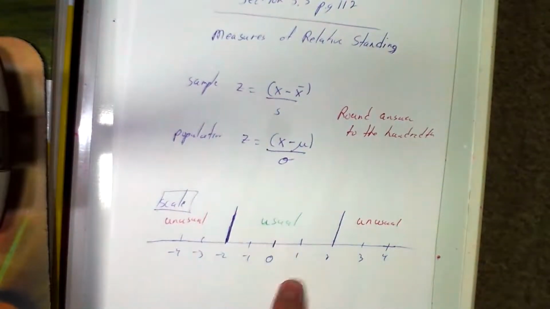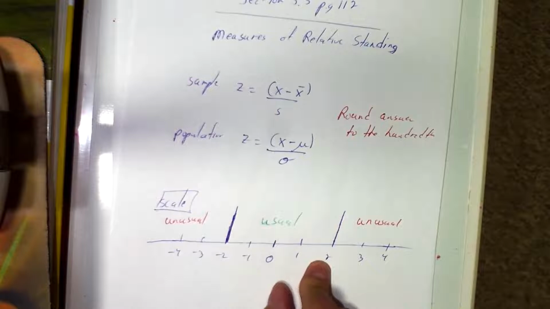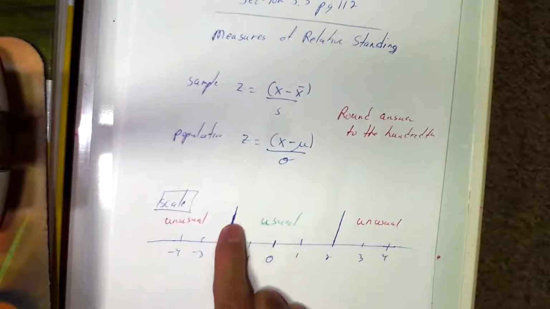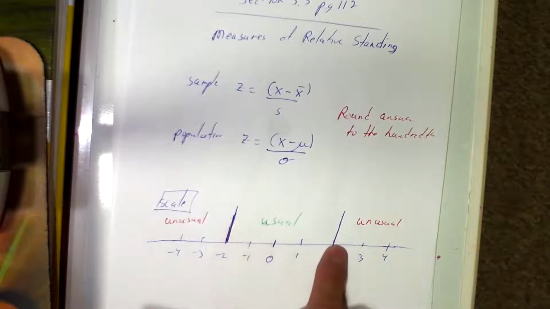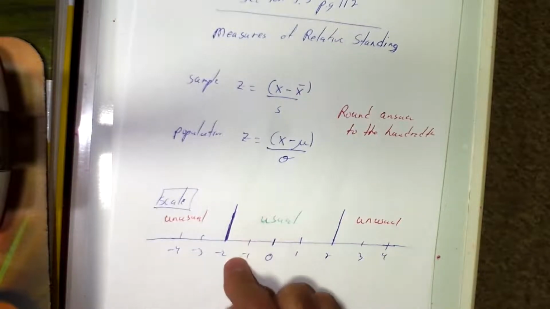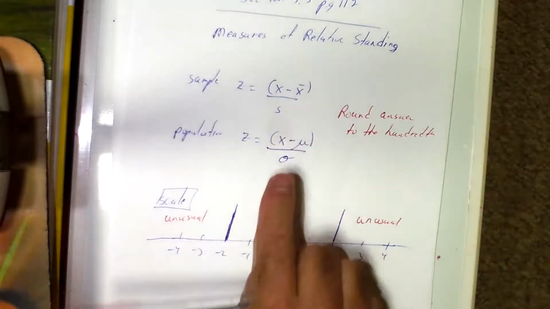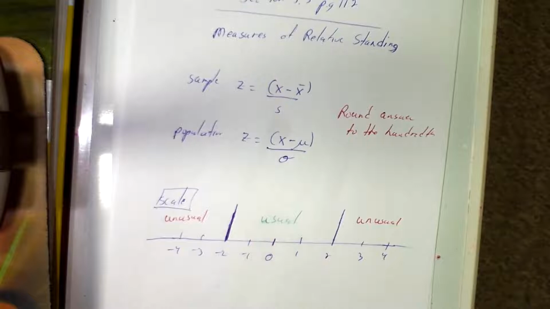Okay. So you're going to ask me, well, sir, what if the z actually is exactly at 2 or -2? Where does it belong if it falls right in the middle? If it falls right on that edge, it would be considered usual. If your answer ends up being 2 or -2, right on the dot, you consider it usual. All right, so we use this a lot to standardize things.